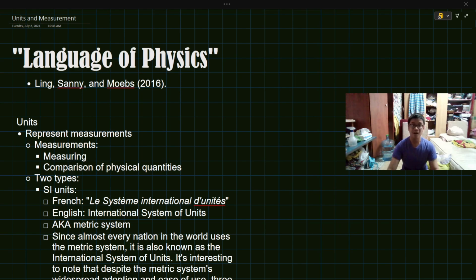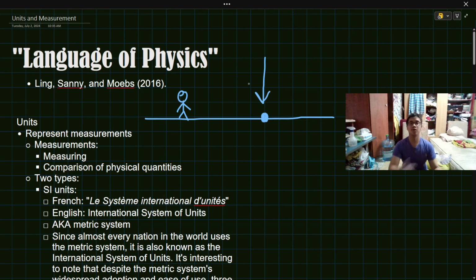All right. So what are units? You see, units represent measurements. Think of it this way. Let's just say that you are this person, the blue stickman figure. You're on the road, and here's the thing. You want to know how far you are from the location you're standing at right now to this point. You see this arrow? You want to know how far you are from that arrow.